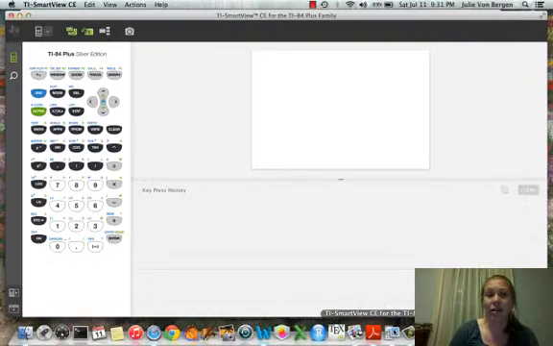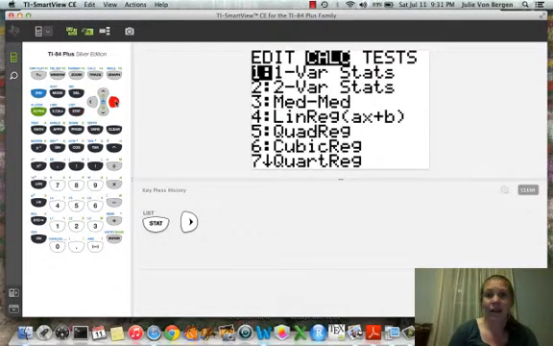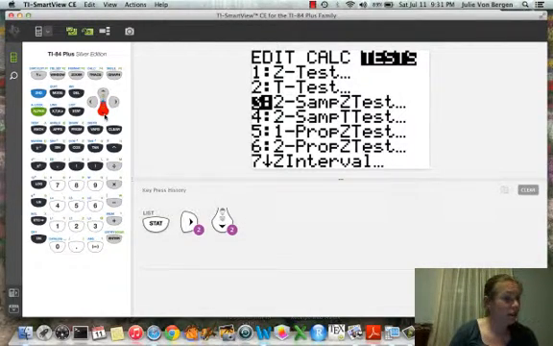So let's go over to the calculator and do this. So we go to stat, arrow over to test, and we're doing the one sample t-test. So we're going to do choice 2.